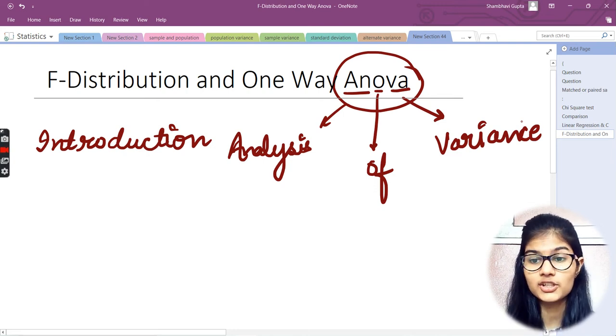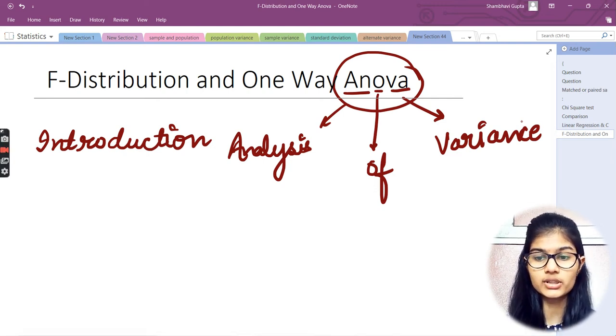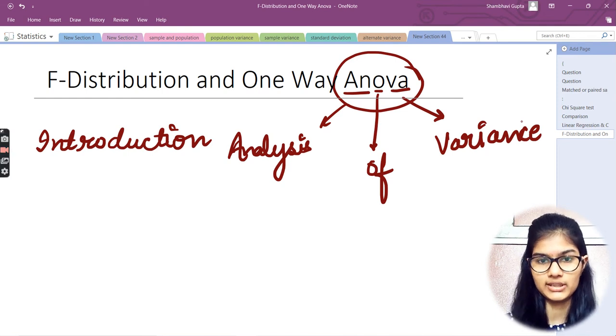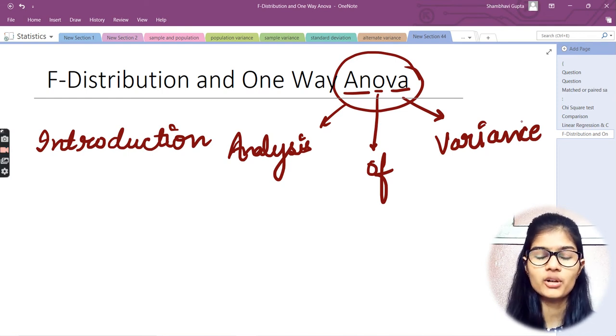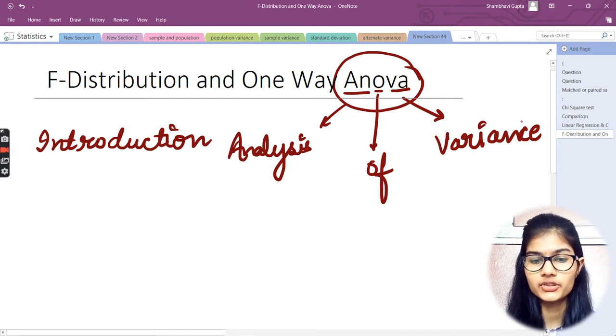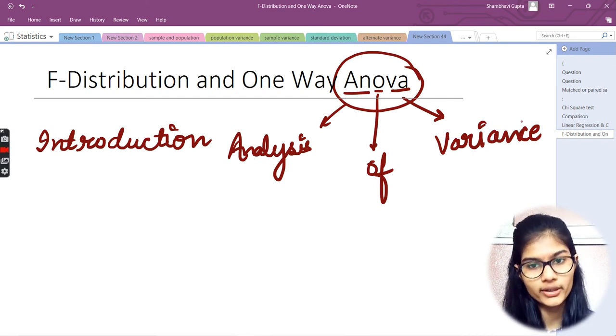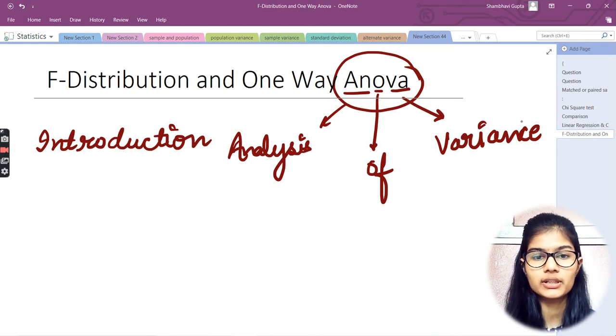So F-distribution and one-way Anova. This is what this particular topic means. Full form of Anova: analysis of variance. This is for a hypothesis test which has more than two averages. In that case, this analysis of variance was introduced and developed.